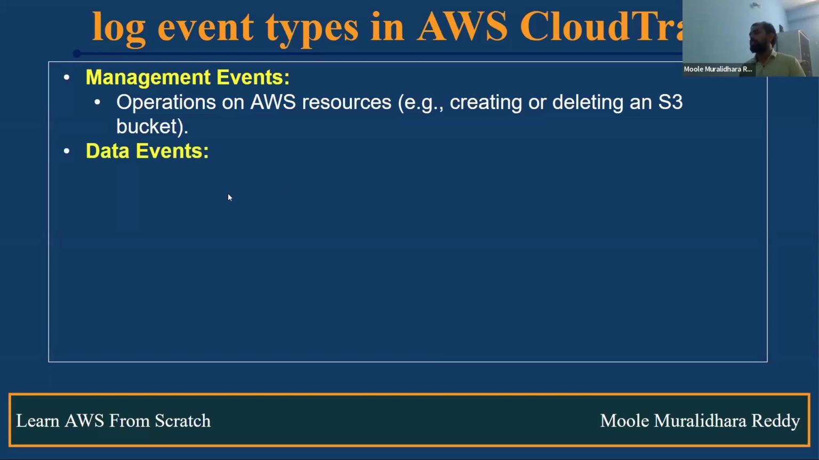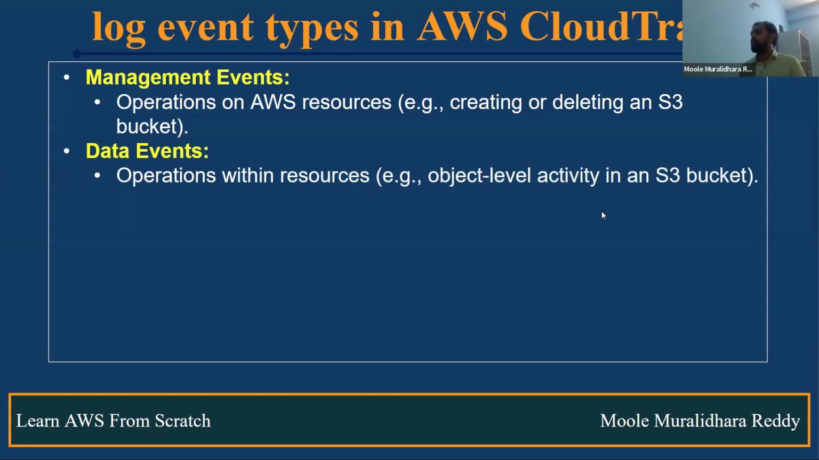When it comes to data events, it means that within a particular resource, someone modified something. For example, take an S3 bucket at the object level: someone deleted an object or modified an object. Then these data events will be captured. Again, management events capture AWS resource-related activity, while data events capture what happens within the AWS resource. But remember, data events support only a few of the resources, not all of them, for example S3 and RDS.